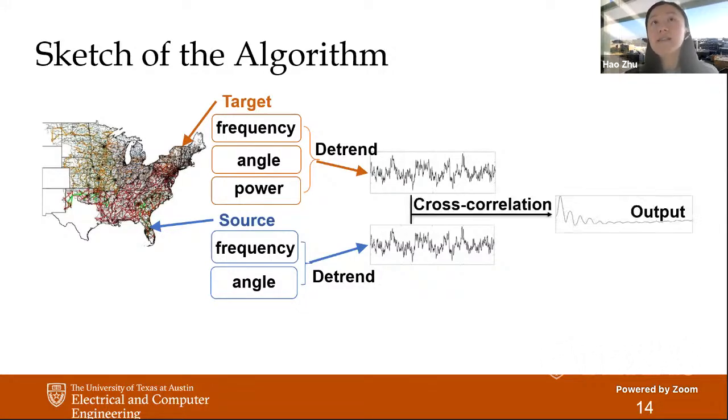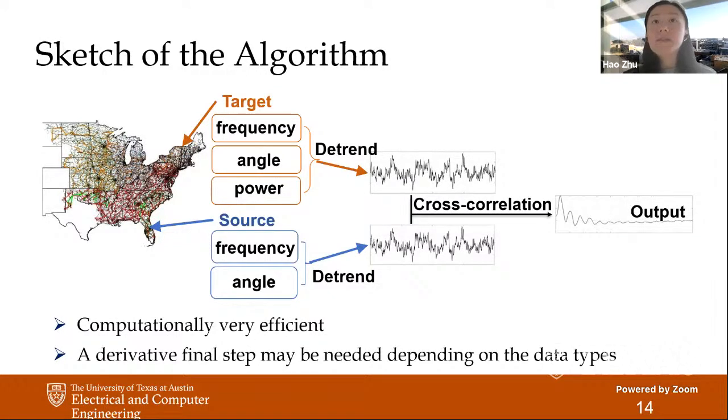After this detrending process, we do the cross correlation, quantify the temporal similarity of the two, and this is the output we're obtaining here. And this gives us how an input at the source location, or a hypothetical outage at the source location, would affect the target location's response. This is very computationally efficient because cross correlation can be found very fast by frequency analysis, like an FFT. There is a derivation step, but it doesn't affect the computation time much, depending on the data types. So this is the overall idea of the data-driven dynamic modeling method that we are proposing.